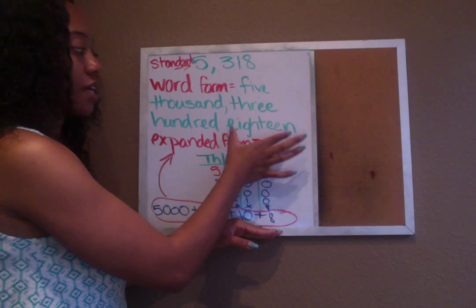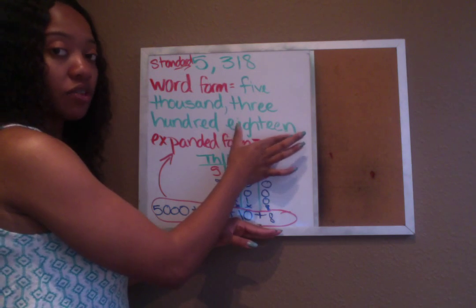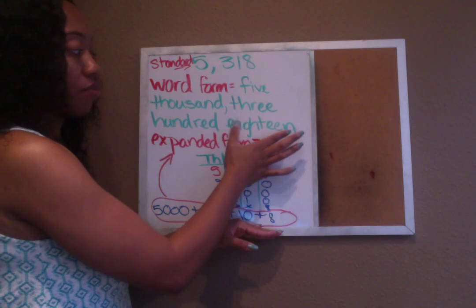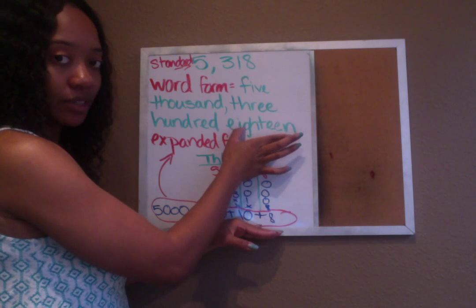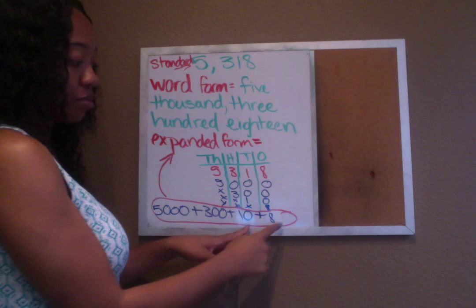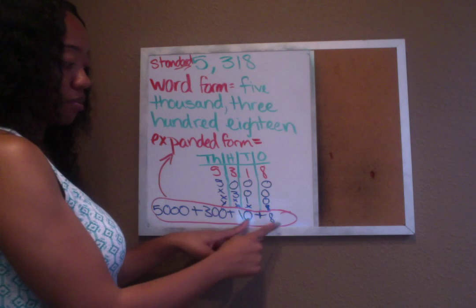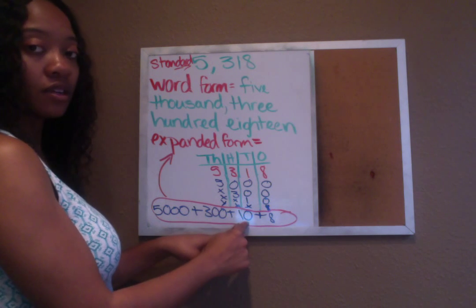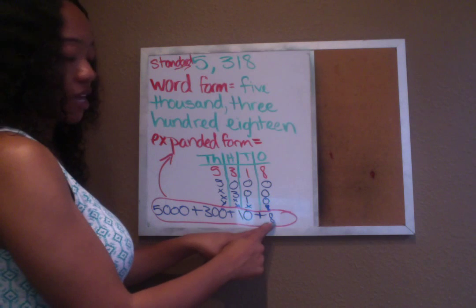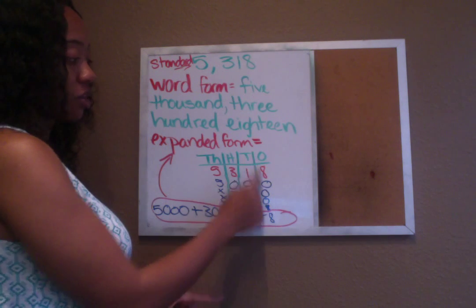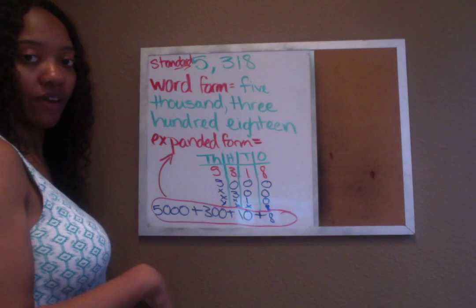Notice the difference between word form and expanded form. When I get to 18, I know in word form, I can put my 10s and my 1s together to make 18. But in expanded form, I separate them. I give that 10 its own place, and I give the 8 its own place, because each number has its own place value.